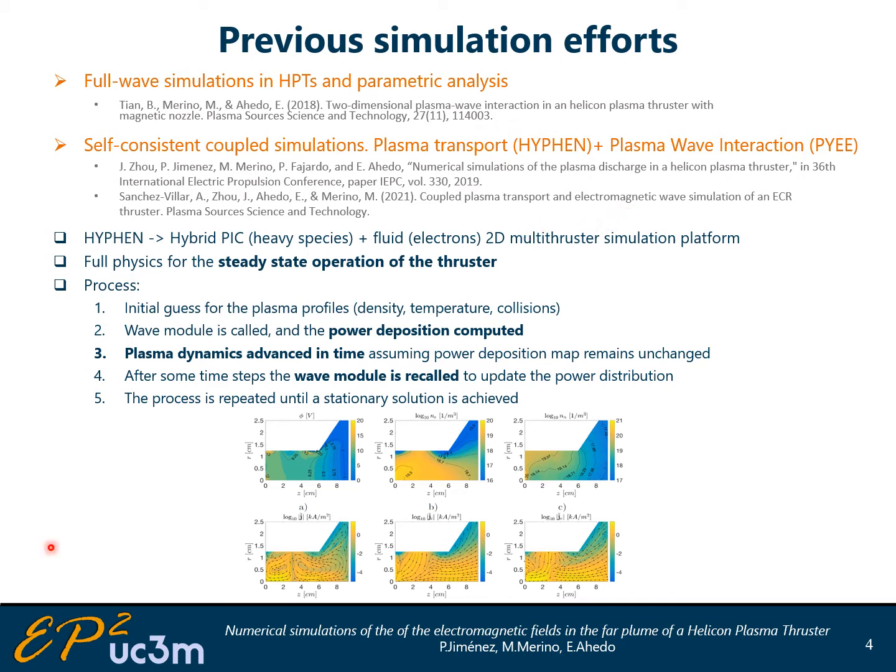Let me very briefly explain the process to achieve the coupled simulations, because this is a very important part of our research. Firstly, we give an initial guess for the plasma profiles, mainly the density and temperature. Then we call the wave module and compute the power deposition maps. We use this power distribution to advance the plasma dynamics in time. After some time steps, when the plasma profiles have changed significantly, we compute the power deposition, calling the wave module again. This process is repeated until a stationary discharge of the thruster is achieved. We have some efficiency and thrust figures.